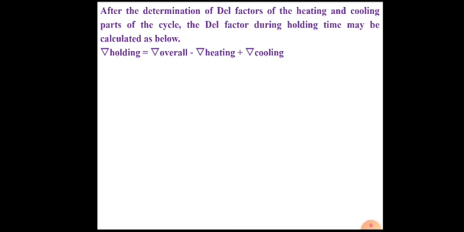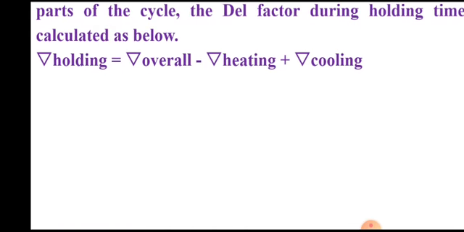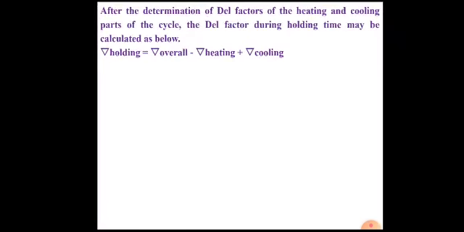minus Del cooling. So there is a mistake here. This has to be minus Del cooling. This means that we are considering the contribution made by the heating up period and cooling down period in the killing. So that contribution has to be subtracted from Del overall. So there is a mistake here. It has to be Del cooling, there should be a minus mark here. Okay.